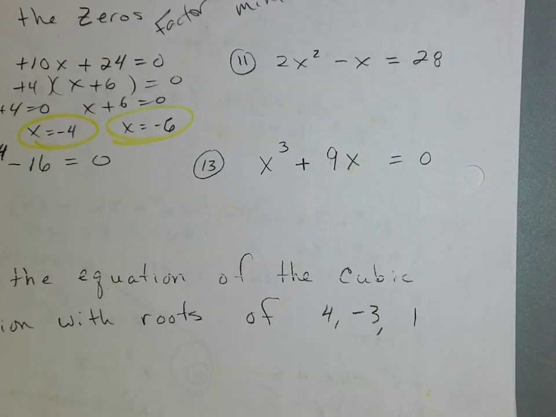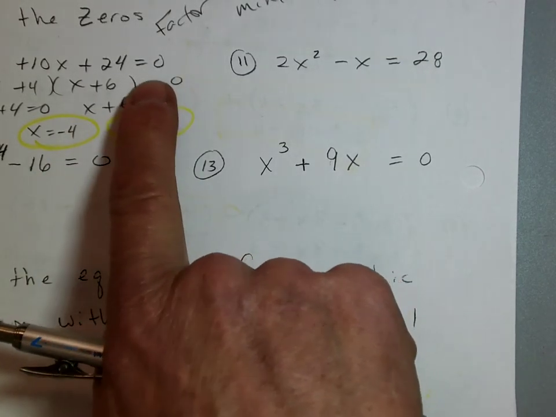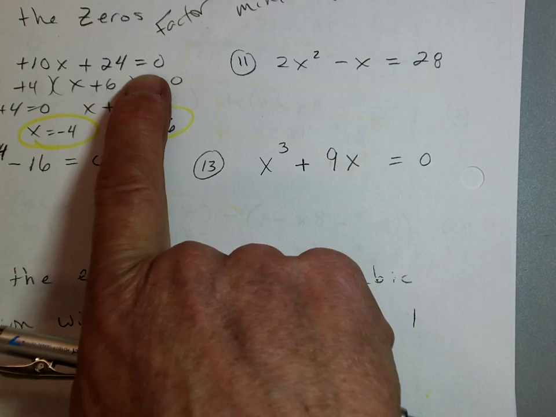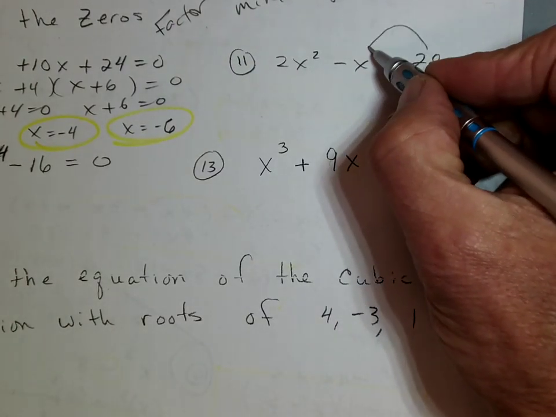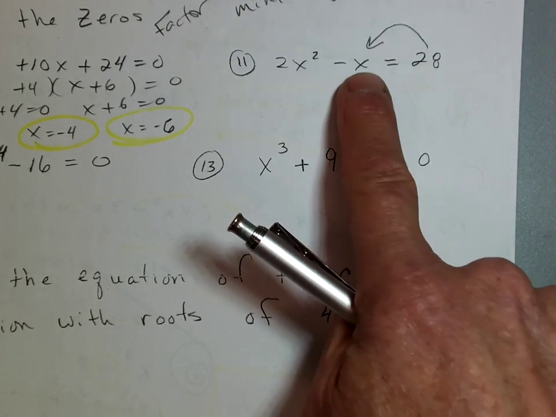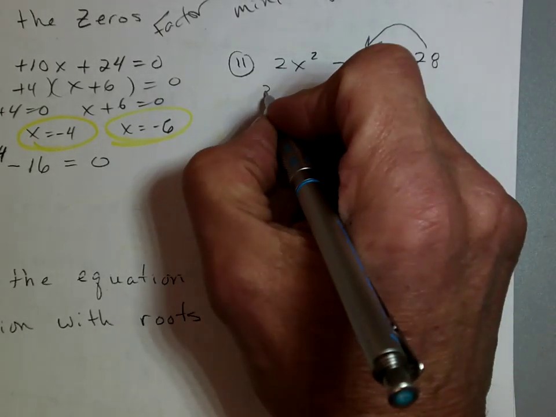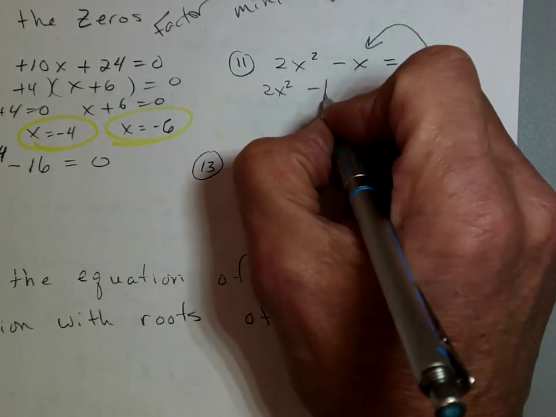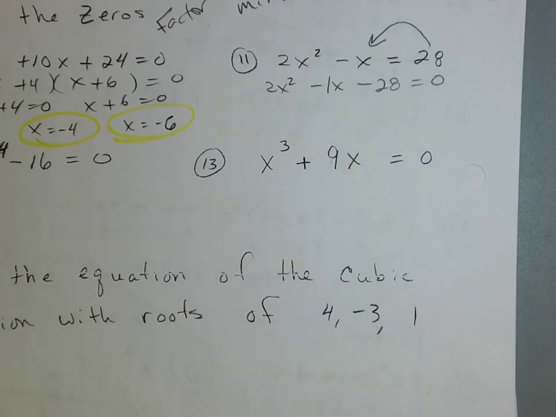Okay, 11. So the thing about 11, if I go back and look at 10, we got to make it equal to 0, okay? So let's make it equal to 0. So I'm going to bring the 28 back over. So the only way I can move 28 over is to subtract it. Does that make sense? So if I subtract the 28, I'll bring it over. So I have a 2x squared minus, I'll make it a 1x, might make it easy, minus 28 equals 0, okay? So now it's a trinomial, and I'm going to factor.